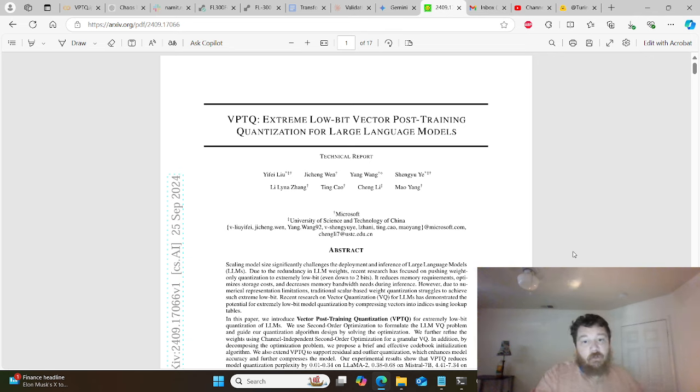So this is a super interesting research paper that came out recently that caught my eye. It's called VPTQ, Extreme Low Bit Vector Post-Training Quantization for Large Language Models, and it's put out by Microsoft and the University of Science and Technology of China.